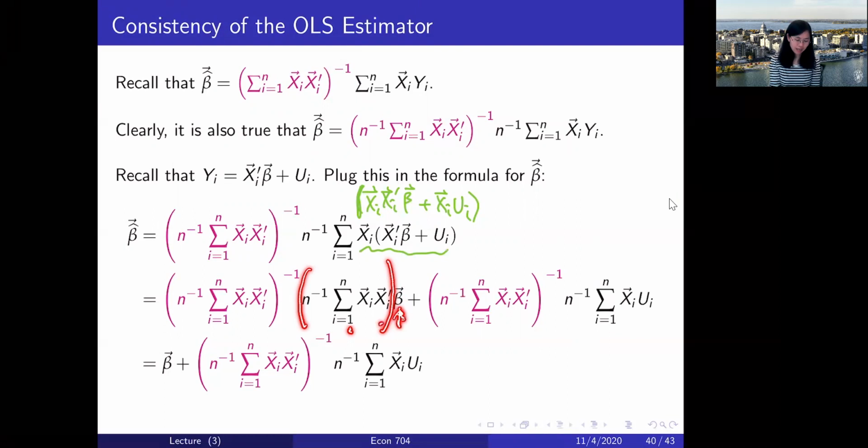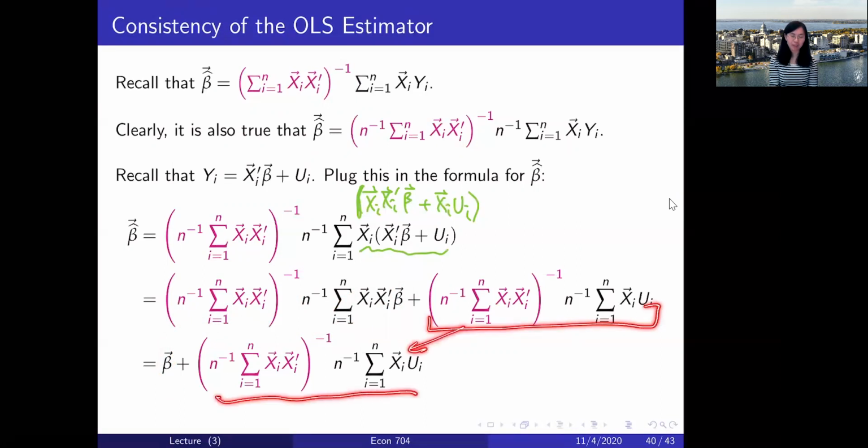But now once you factor that out, you see this matrix is actually equal to the matrix inside the inverse. So that's the matrix inverse times the matrix itself. By the definition of inverse, these two cancel out, and you get an identity matrix. An identity matrix times beta equals beta. So this term becomes beta. Now I'm not doing anything about this term. I just copy it and write it here. So beta hat becomes beta plus this estimation error.